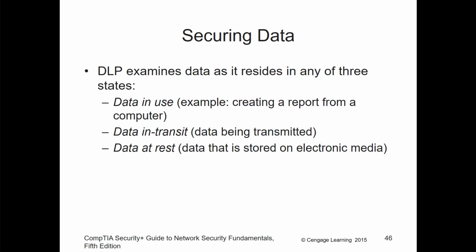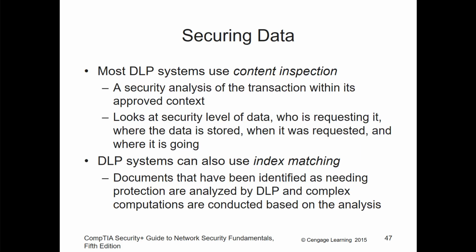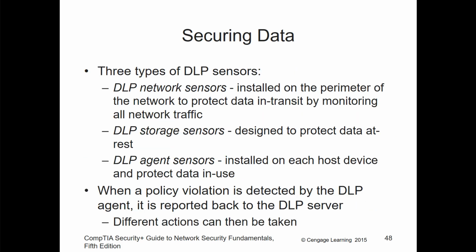DLP does examine the data as it resides in any of the three states: data in use, data in transit, and data at rest. Most DLP systems use content inspection. They look at the content. DLP systems can also use index matching for validation. There are three types of DLP sensors: network, storage, and agent sensors. Network is installed on the network, storage is on storage, and agent could be installed on each machine.